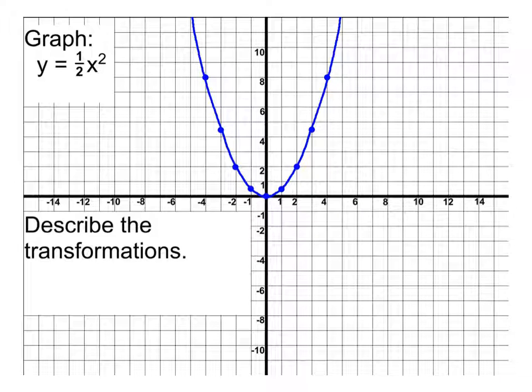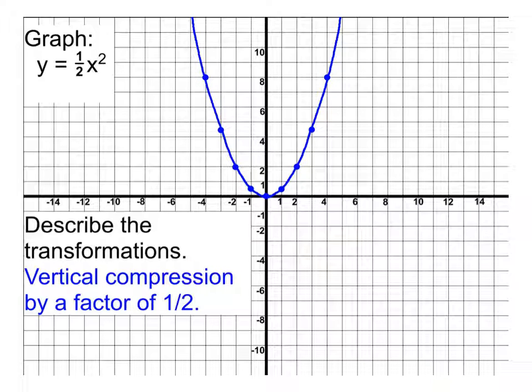It's squishing it down. And so when we're multiplying by something between 0 and 1, like a fraction like this, it ends up making it smaller. So we describe that as a vertical compression by a factor of 1/2. So the compression is making it smaller, the stretch just makes it bigger.